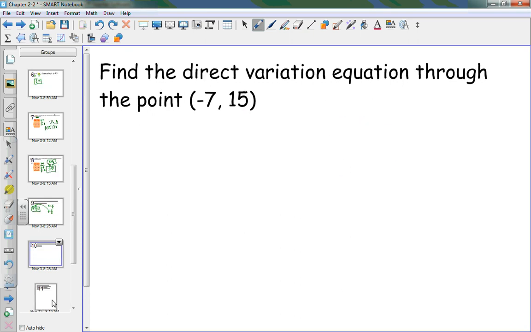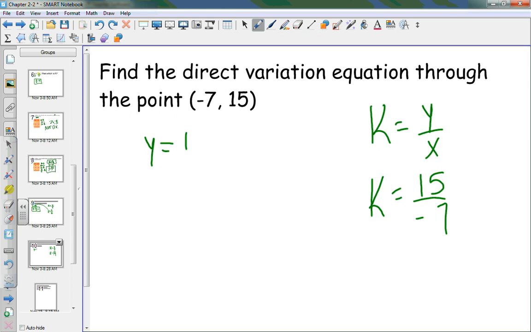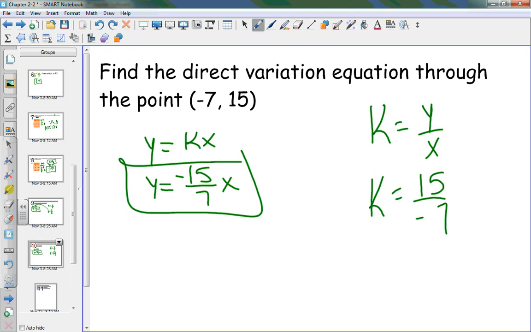Good. Okay, same exact thing. What is my k? Y over x is my k. What's k? 15 over negative 7. So now I'm going to say y is equal to kx. So what's k again? 15 over negative 7. Done. Doesn't matter where you put the negative, the top, bottom, or the middle. It cannot be both of them.